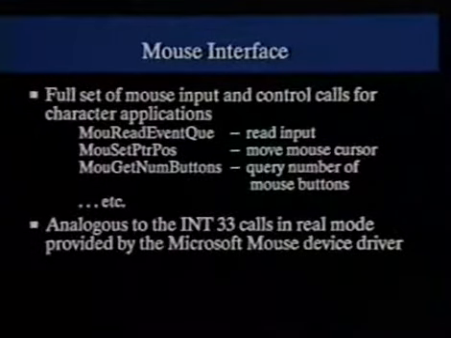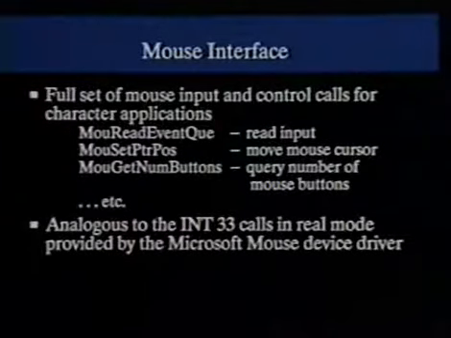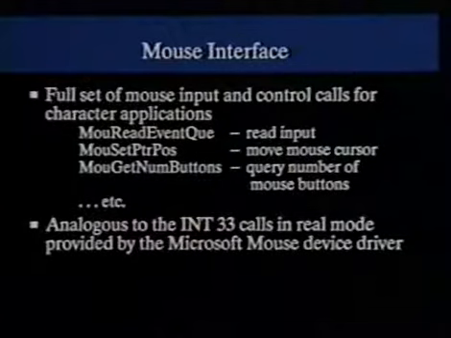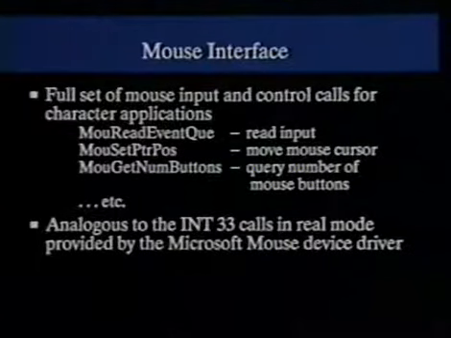Now let's take a look at mouse input. OS2 provides a set of functions that are very similar to the interrupt 33 calls available in real mode with the Microsoft Mouse device driver. In the software development kit, you'll see these calls all begin MOU, and they provide functions for reading button transitions, cursor positioning, setting the cursor shape, and querying information about the mouse position.